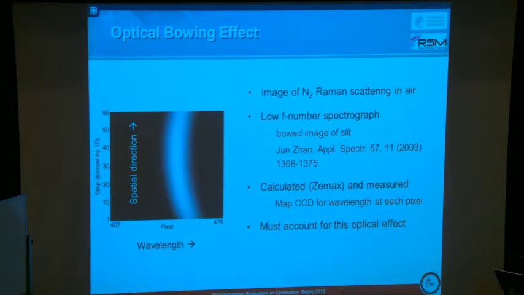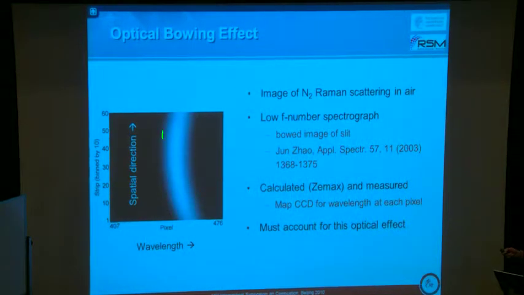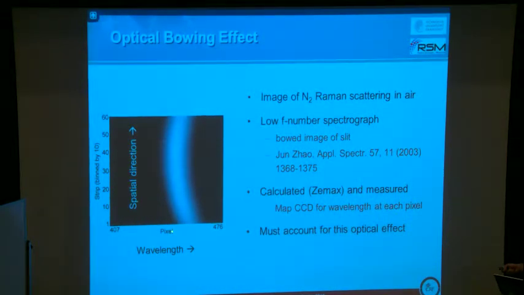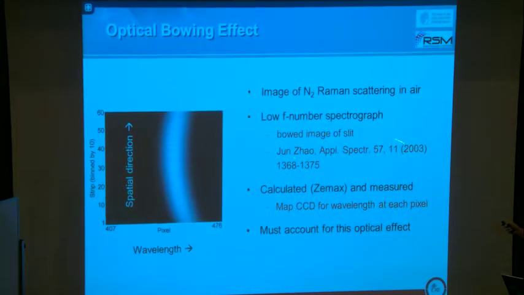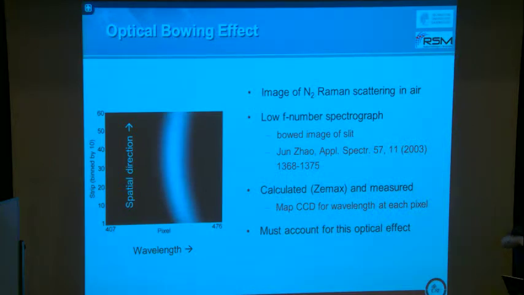Now we come to the problem with the transmission grating. You see here the nitrogen taken in air. This is the spatial dimension, along the slit, along the 6 millimeters. And this is the pixel, meaning the wavelength direction. An ideal spectrometer would give you a line which is, in terms of wavelengths, just straight. But for reasons to be read in this article, these transmission gratings make a so-called bowing.